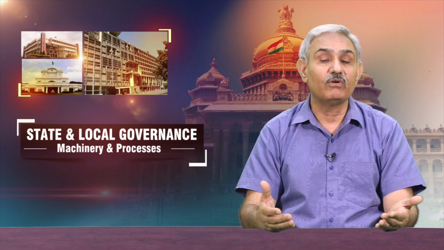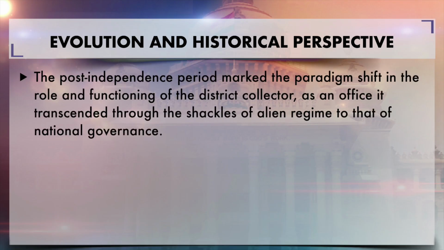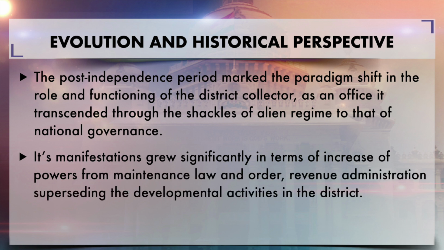Thus, we see that on the eve of independence in 1947, the collector had become something of a jack of all trades. The post-independence period marked a paradigm shift in the role and functioning of the district collector. As an office, it transcended through the cycles of alien regimes to that of national governance. Thus, the office grew significantly in terms of powers, from maintenance of law and order and revenue administration to superseding the developmental activities in the district.